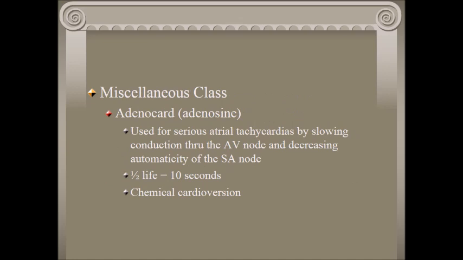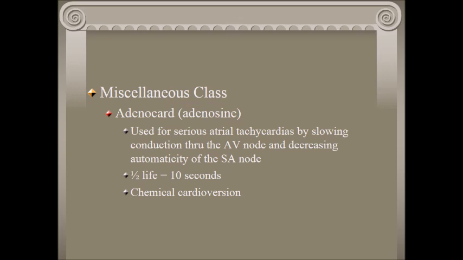Finally, the last class of antidysrhythmics is a miscellaneous class. In this class are several drugs. Probably the biggest drug in this class is an endogenous nucleoside called adenocard, also known as adenosine. It's used for the treatment of serious atrial tachycardias by slowing conduction through the AV node, which prolongs the refractory period and decreases the automaticity of the SA node. It has a half-life of about 10 to 15 seconds.